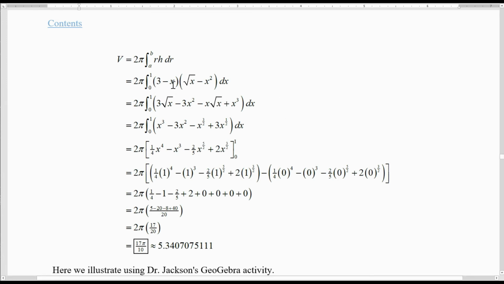Right there. So I use FOIL here and multiply out. 3 times square root of x is here. That's first times first. The outer product is minus 3x squared. Inner product is minus x square root of x. And the last times last is plus x cubed. And if I rewrite this as powers, square root of x is x to the 1/2, so I put that term last. x cubed is the biggest power, so I put it first. Then I got the minus 3x squared. And this is x to the first times x to the 1/2. That's x to the 1 plus 1/2, which is x to the 3/2. And it's negative.